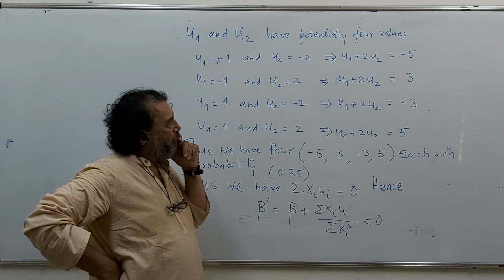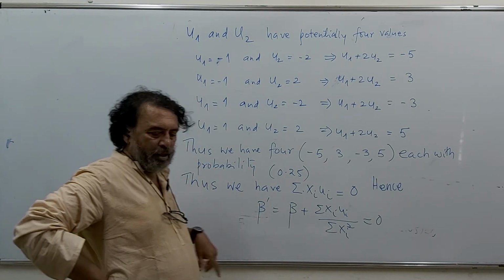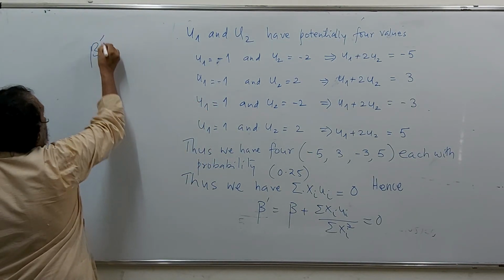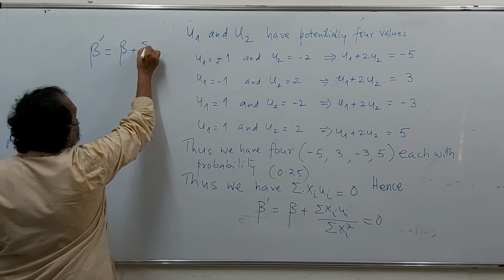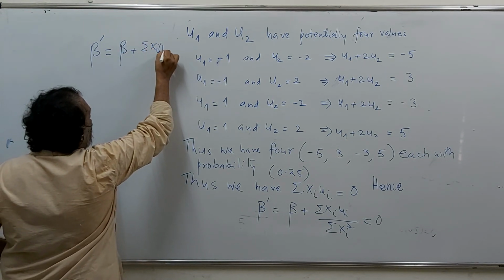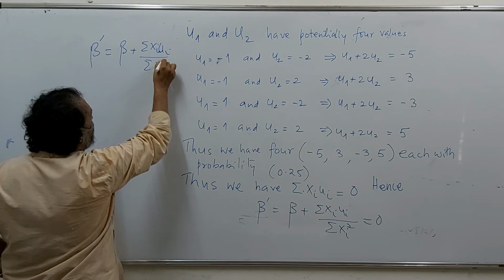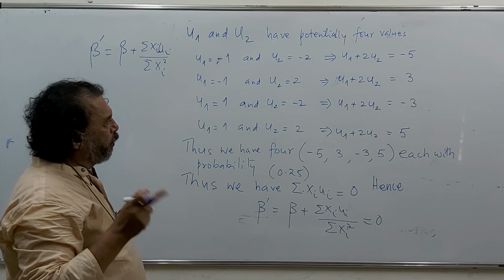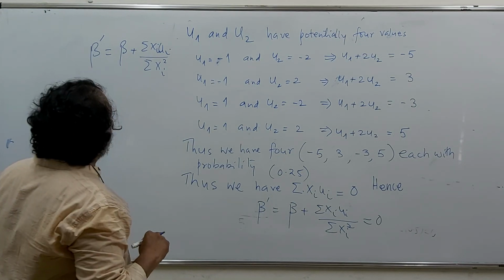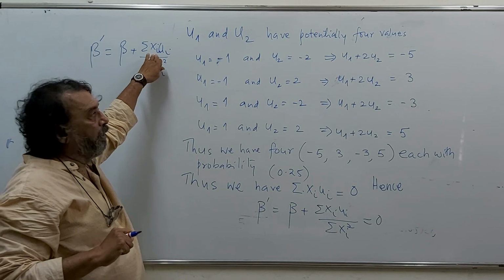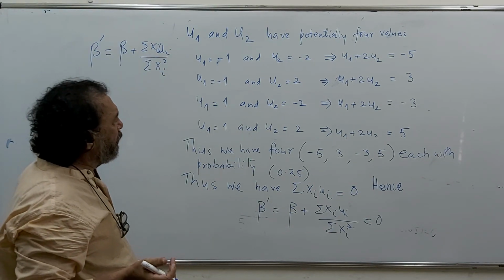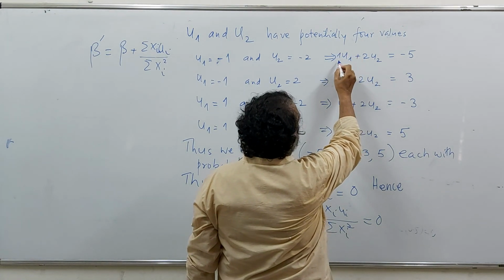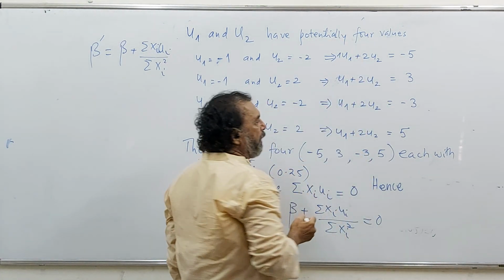So now that we are required to find out essentially the formula that we had arrived at, where beta prime was equal to beta plus summation xi ui divided by summation xi square. But as ui can take several values, in our case 2 values, which both u1 and u2 can take, and xi are fixed, that is x1 equal to 1, x2 equal to 2, we have to compute all combinations. Implicitly, when I am writing u1 plus 2 u2, it is actually x1 equal to 1, x2 equal to 2, which is implied here.